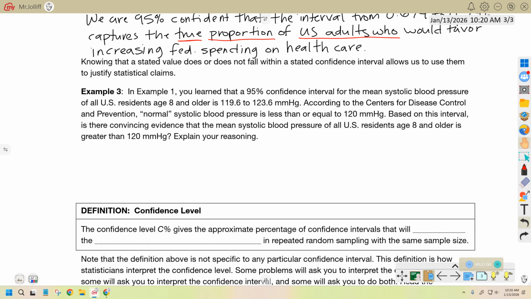It says in example 1, you learned the 95% confidence interval for the mean systolic blood pressure of all US residents 8 or older is 119.6 to 123.6 millimeters of mercury. According to the CDC, normal systolic blood pressure is less than or equal to 120 millimeters of mercury. Based on this interval, is there convincing evidence that the mean systolic blood pressure of all US residents aged 8 and older is greater than 120 millimeters of mercury? Explain.